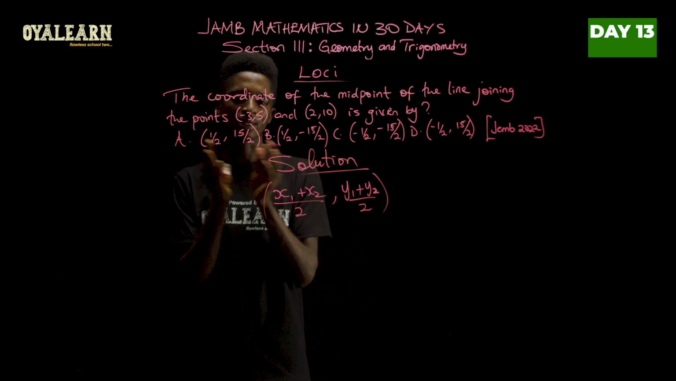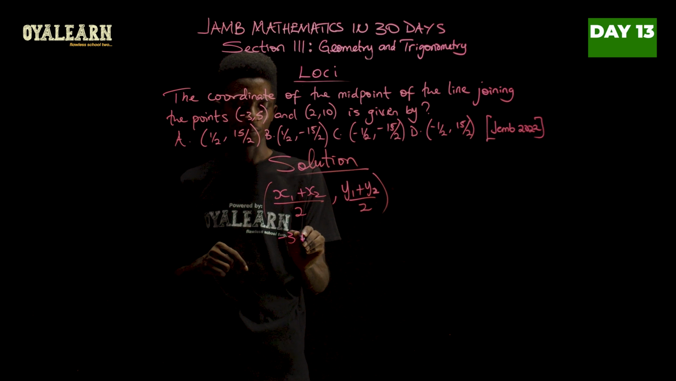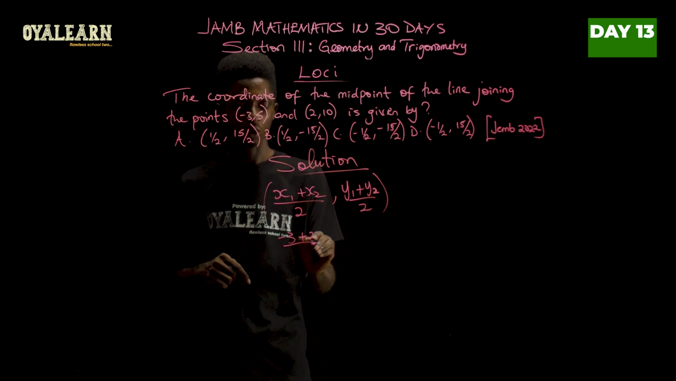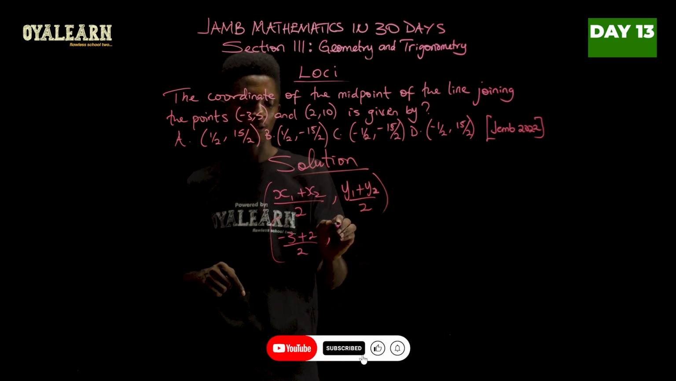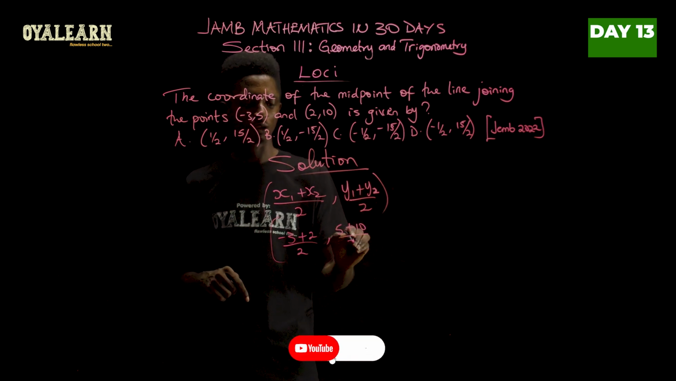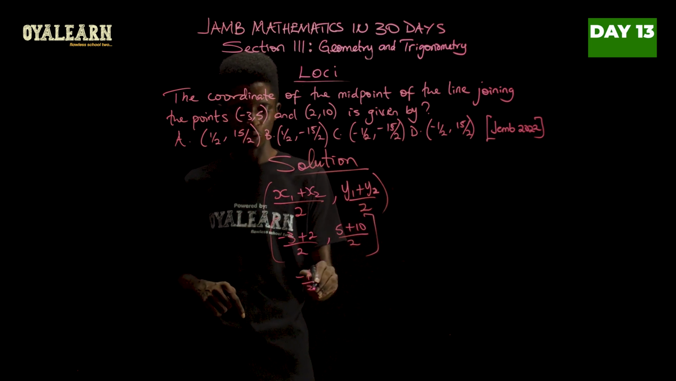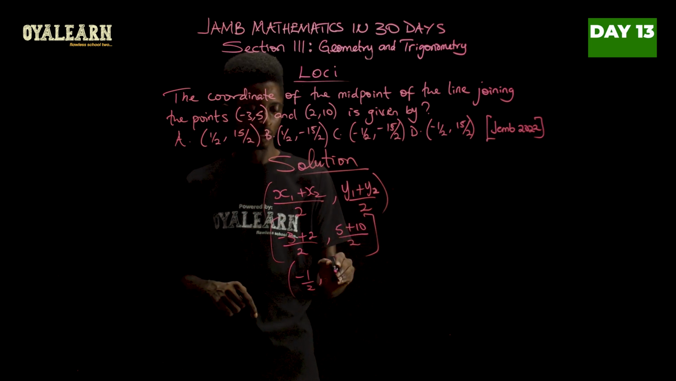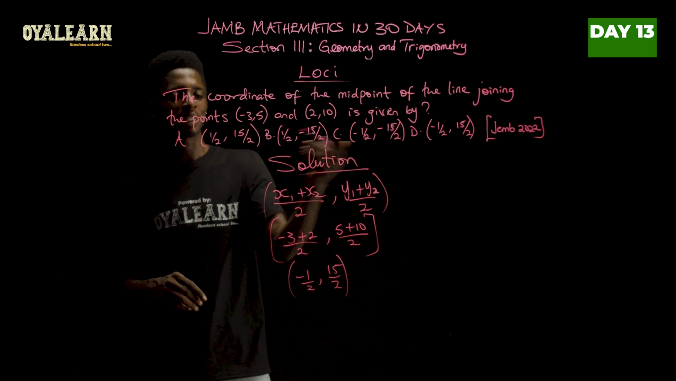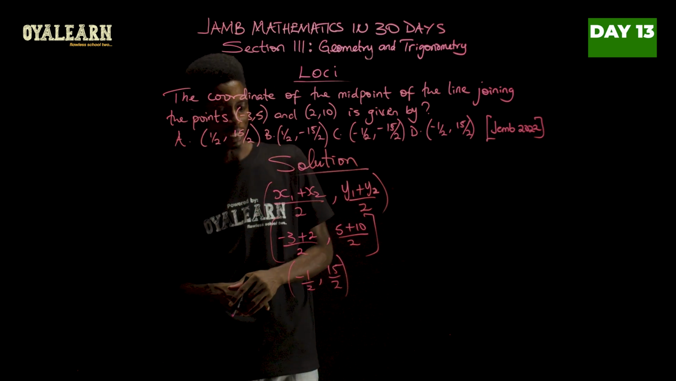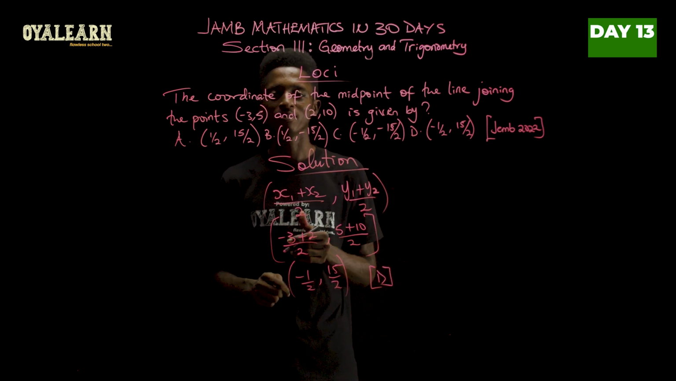Starting with x, we have -3 plus 2 over 2, comma, y, we have 5 plus 10 over 2. Now what we have here is -1 over 2, comma, 15 over 2. And when we compare this with the options provided, we see that it is in line with option D. So the answer is D.